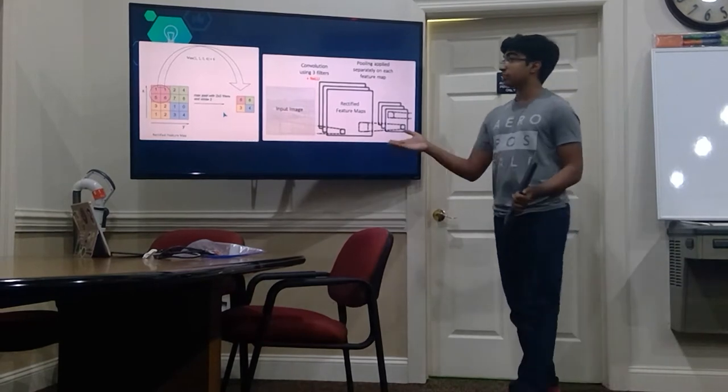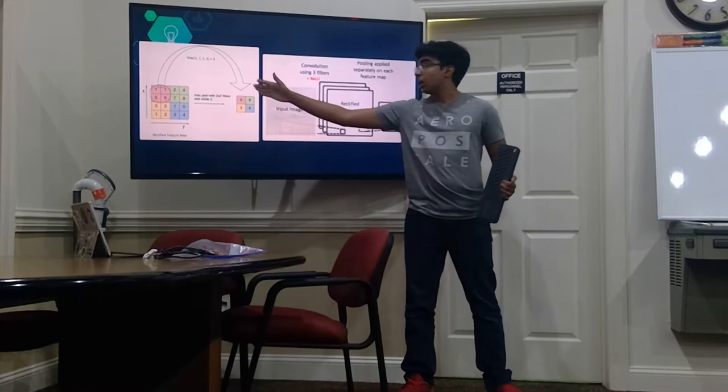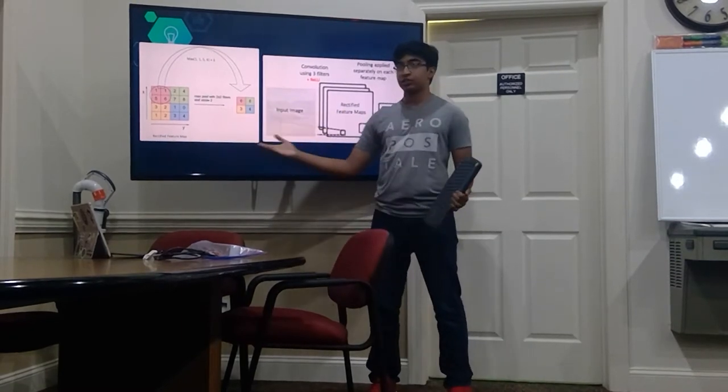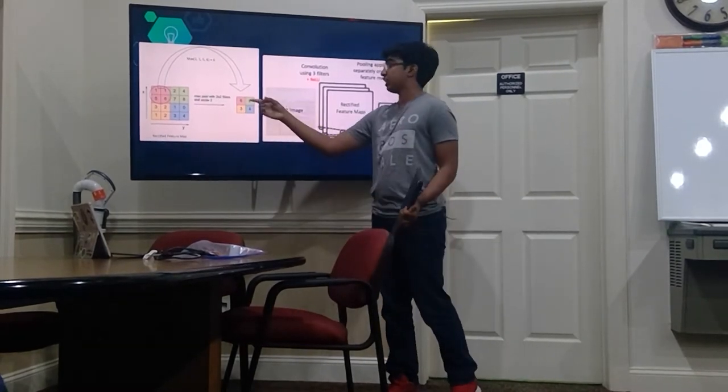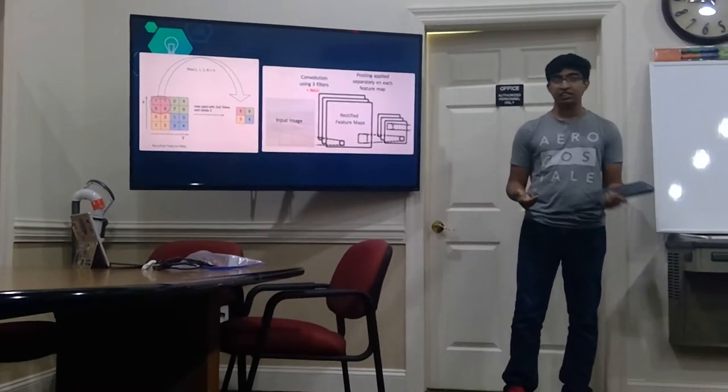So this is called max pooling, and what it does is it looks for a two by two vector, and it says, okay, which one's the max value? In this case, it's 6, and then it moves that along. And this is just to reduce the computational power that it needs.